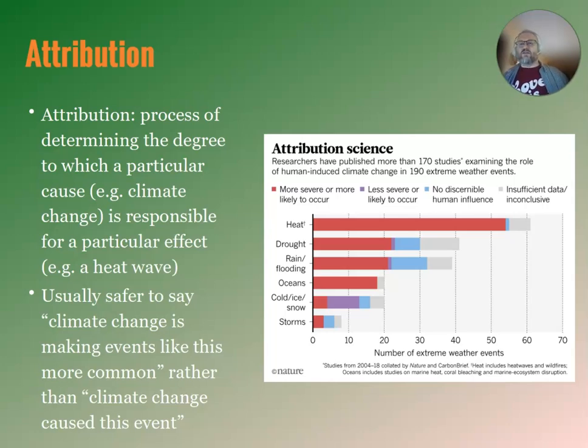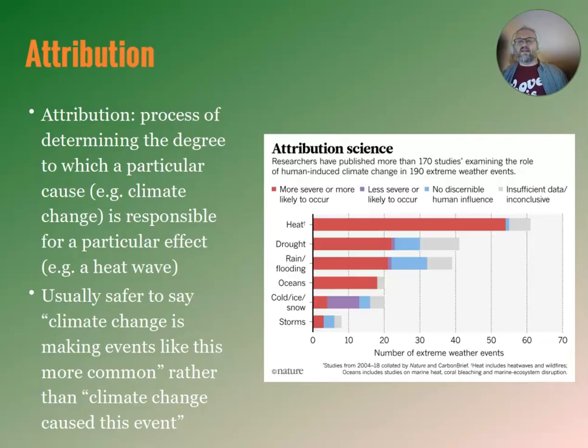ability to do this. And what you see in the graph there is a compilation of 170 studies of particular weather events and looking at whether they found that that weather event was attributable to climate change. Did climate change make it more severe or more likely to occur? Did climate change make it less severe, less likely to occur? Or was there no influence? Did climate change not affect that particular event? And then some of them, there were insufficient data, they were inconclusive, they couldn't say for sure.